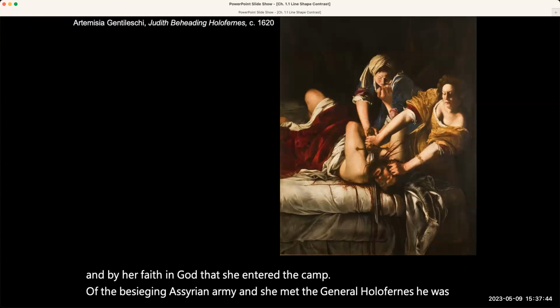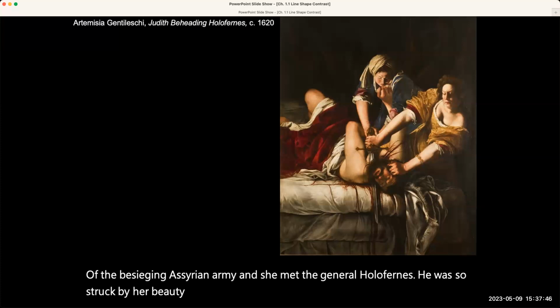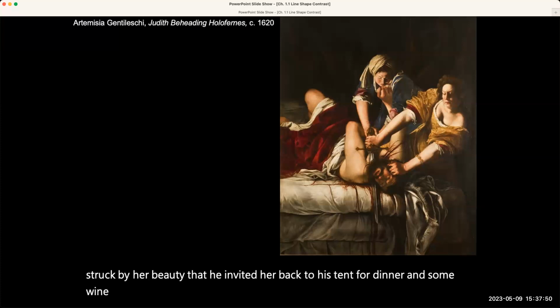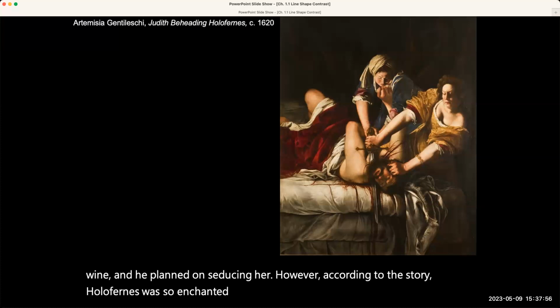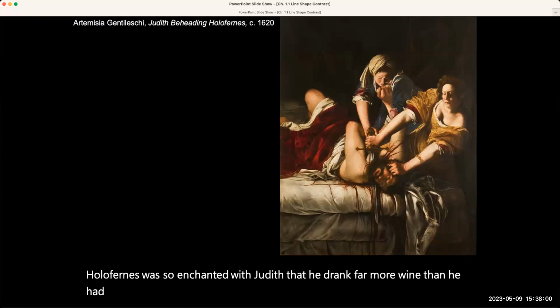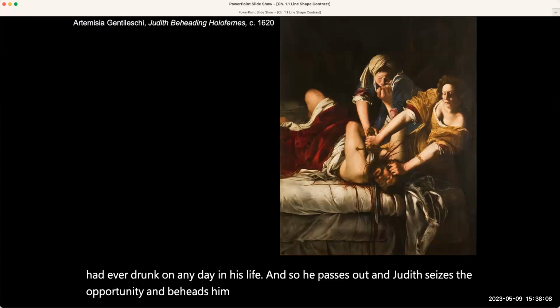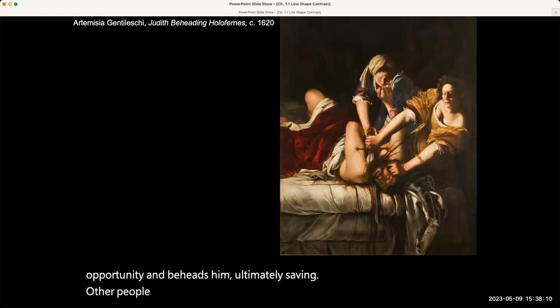He was so struck by her beauty that he invited her back to his tent for dinner and some wine, and he planned on seducing her. However, according to the story, Holofernes was so enchanted with Judith that he drank far more wine than he had ever drunk on any day in his life. And so he passes out, and Judith seizes the opportunity and beheads him, ultimately saving her people from this army.